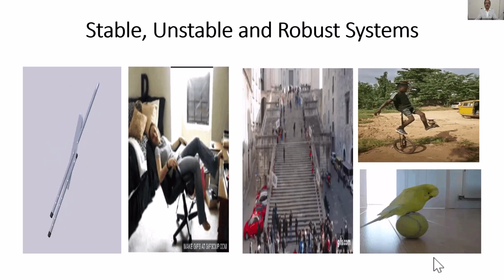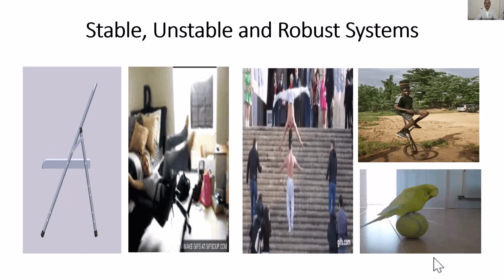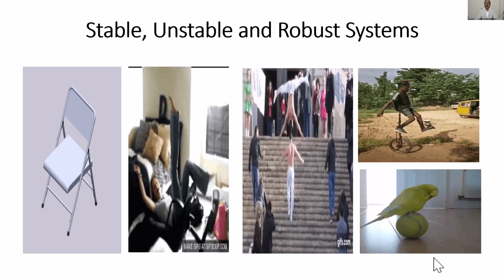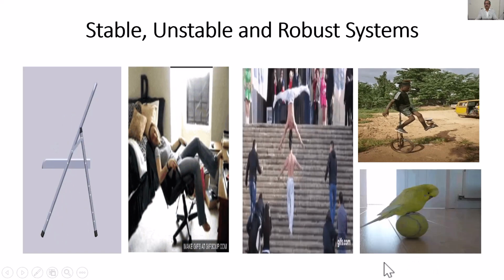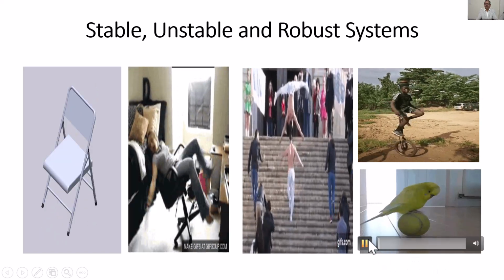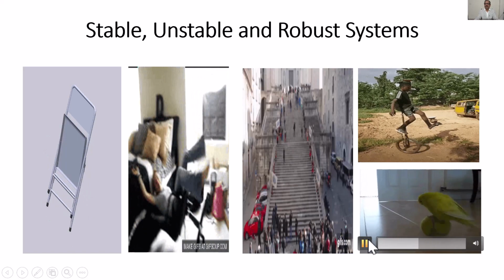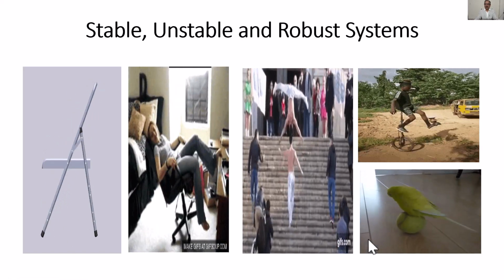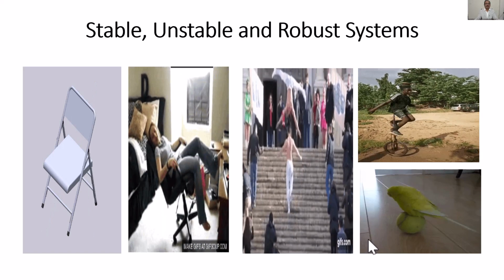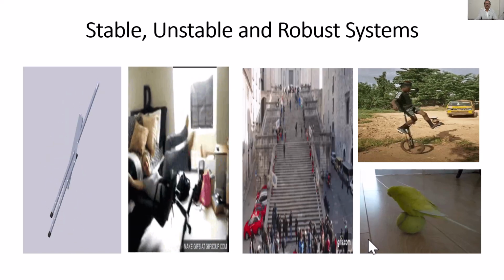Similarly, you see the person balancing and going to the top through the stairs, and one person trying to put on a circus act. Even this bird, which is trying to naturally balance itself, shows that it is able to do that. These are examples of stable, unstable, and robust systems.